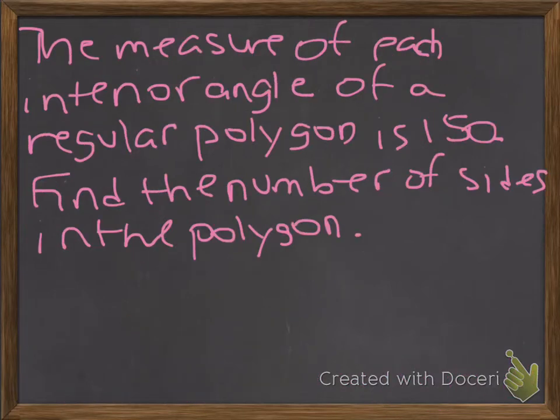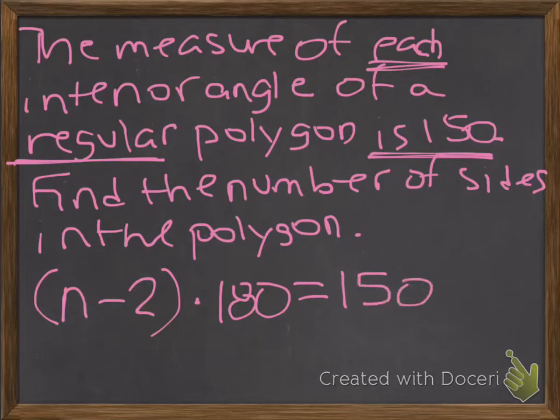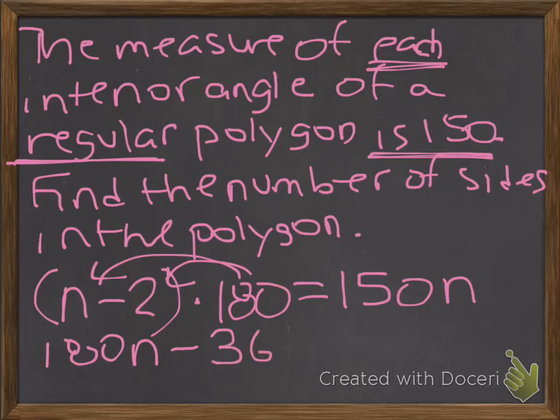The next one tells us the measure of each interior angle is 150, and this is a regular polygon, so that means each angle is the same. We're going to find the number of sides. Again, we're going to use n minus 2 times 180, but we're going to put it equal to the measure of each angle times the number of sides, so 150 times n. Then we need to distribute to solve for n. So we get 180n minus 360.